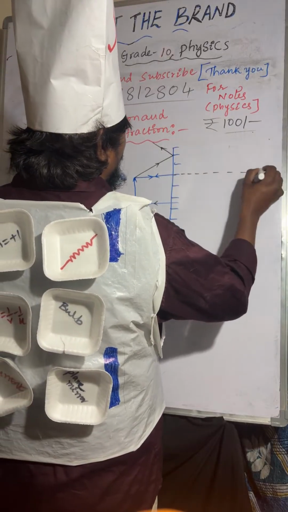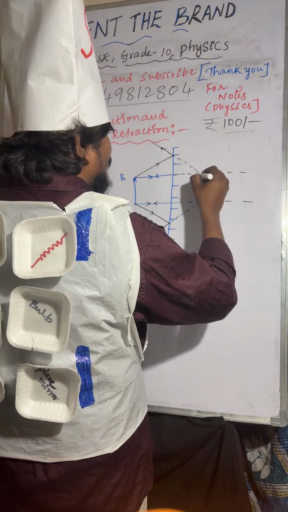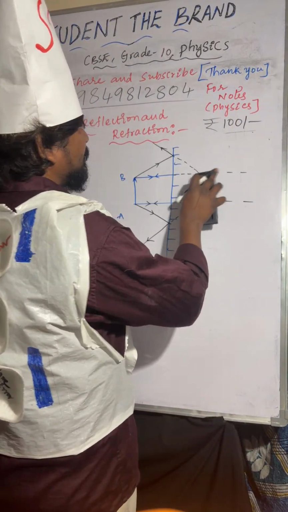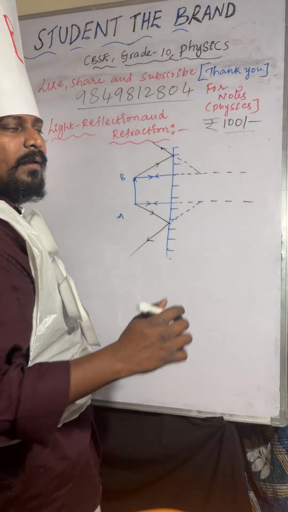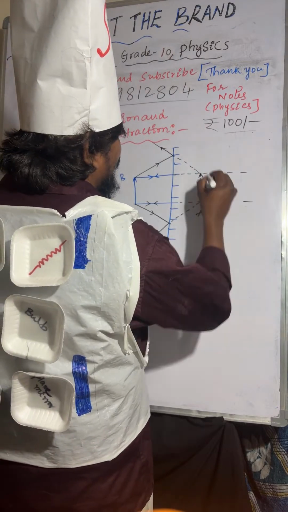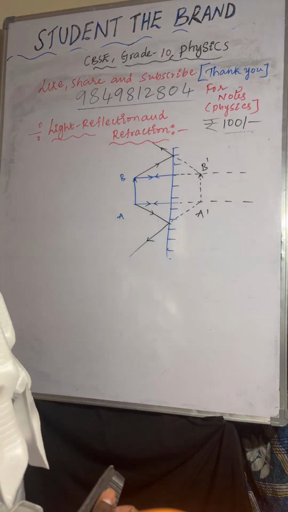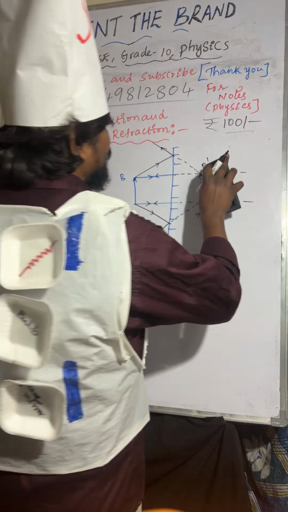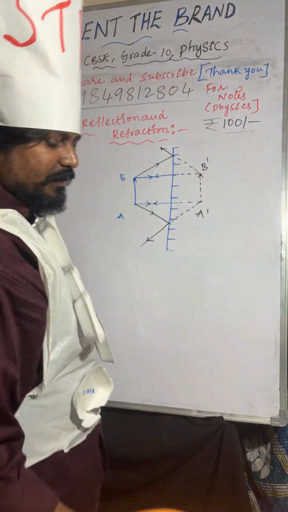Here you can take like this, and here also I am considering. Here you can observe the image is forming here like this. This is A dash and B dash.